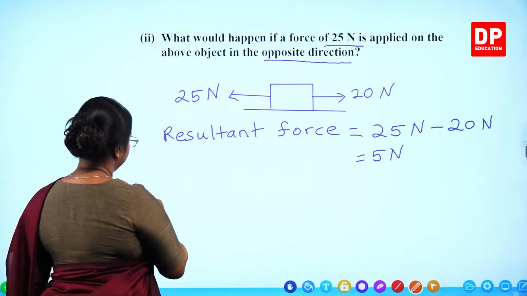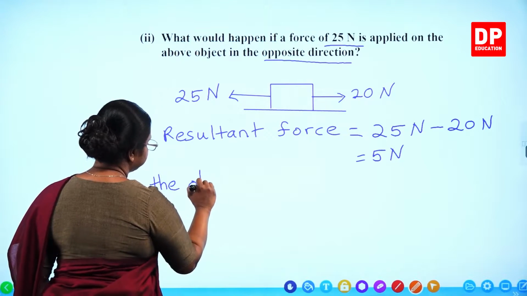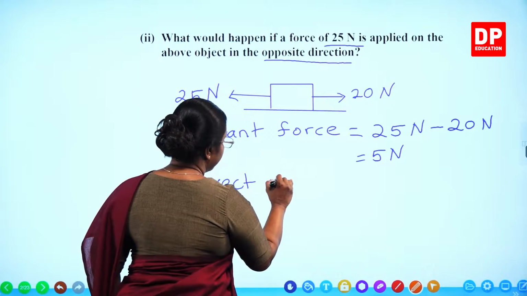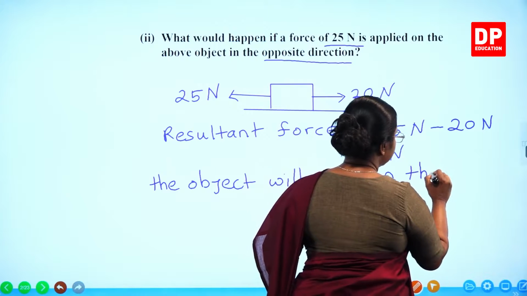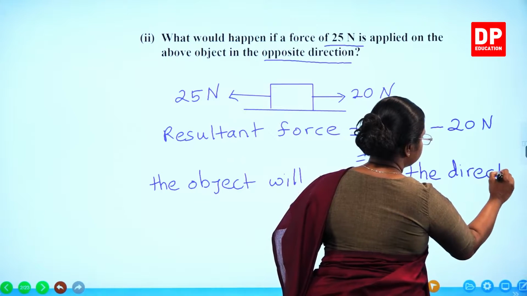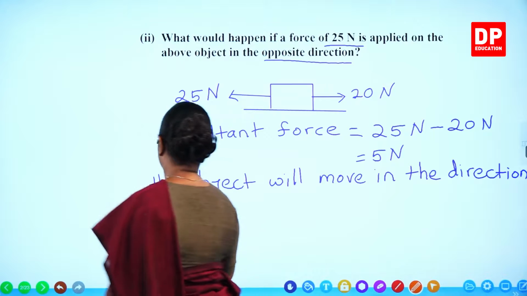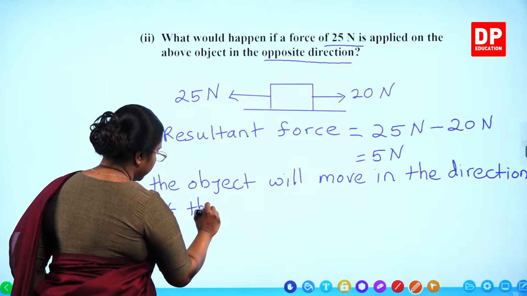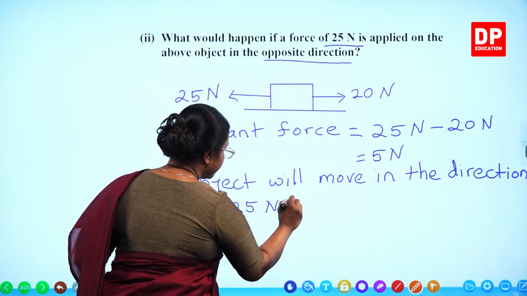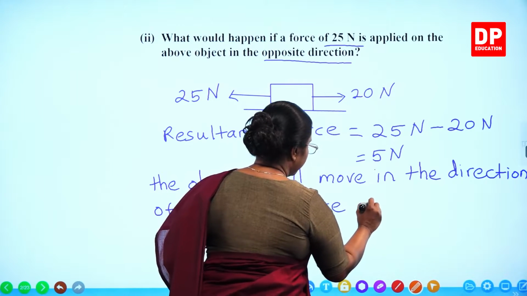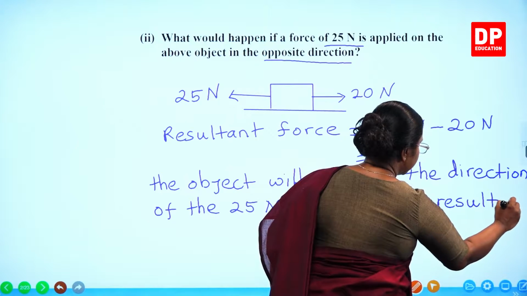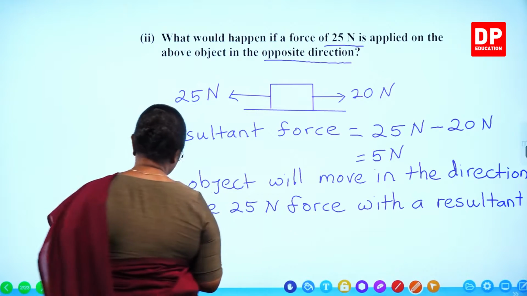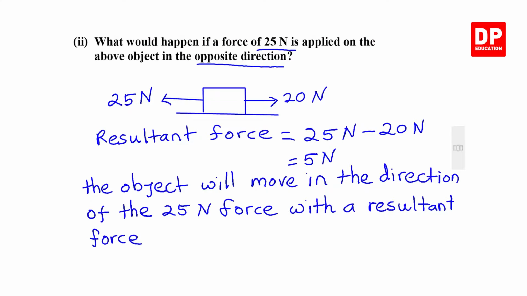So what will happen? The object will move in the direction of the 25 Newton force with a resultant force of 5 Newton.